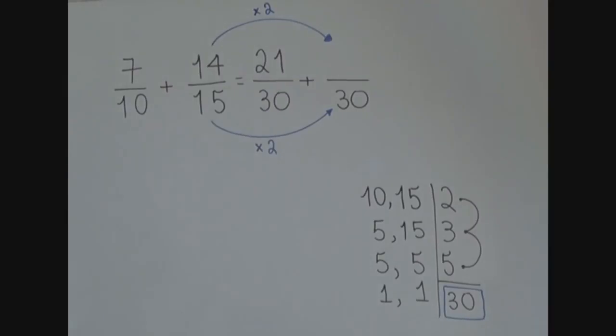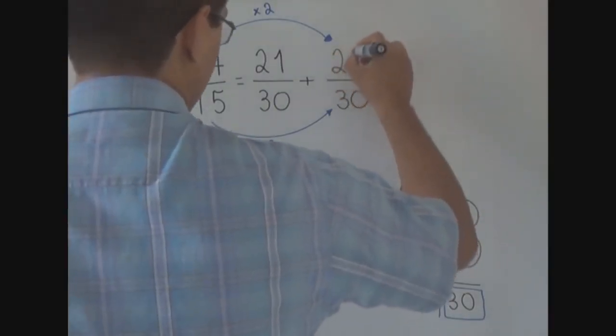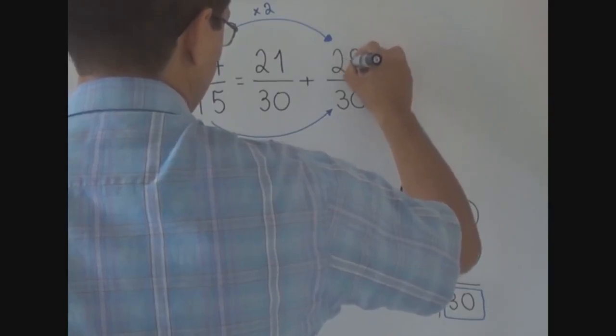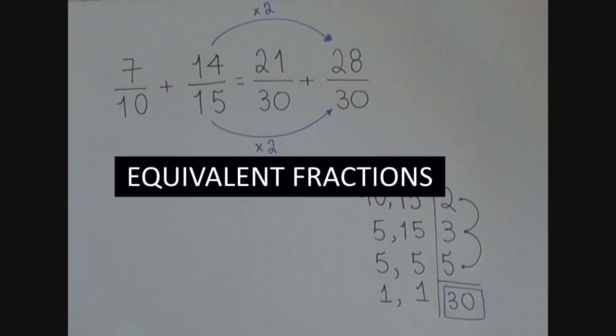So we can find the new numerator. Great. What is 14 times 2? 14 times 2 equals 28. What does it all mean? It means that 14 over 15 is a fraction equivalent to 28 over 30.